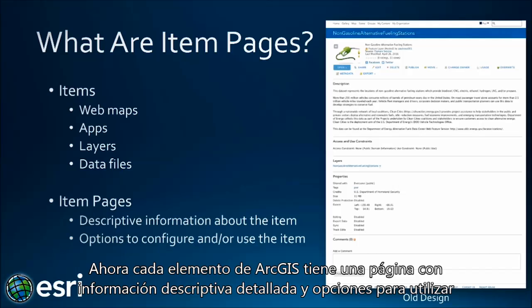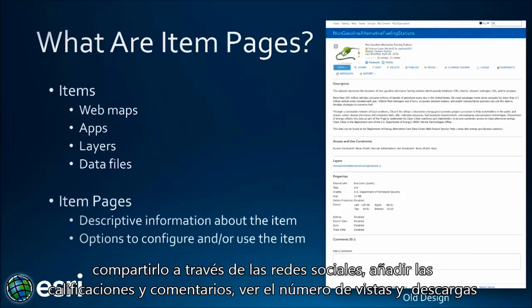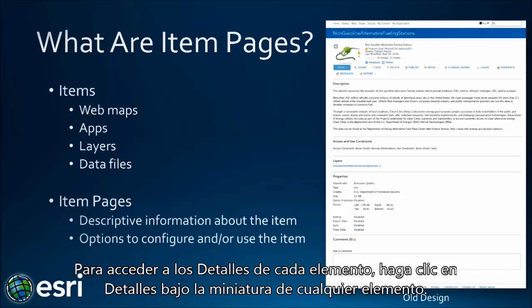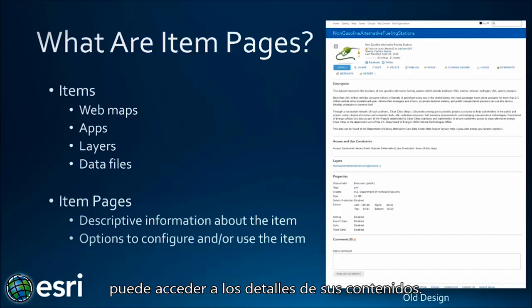Now each item in ArcGIS has a page with detailed descriptive information and options to use or configure that item. So for example, you could open it, you could add to favorites, share through social media, add ratings and comments, see the number of views and downloads. To access item details for each item, you click Details under any item's thumbnail, or from the gallery, hover over the thumbnail and click Details. Now, if you own the item, you can access details in your contents.